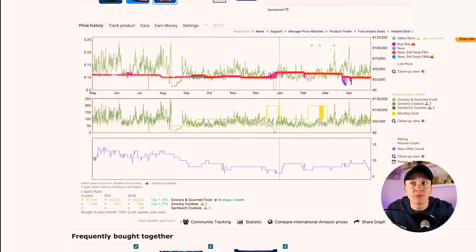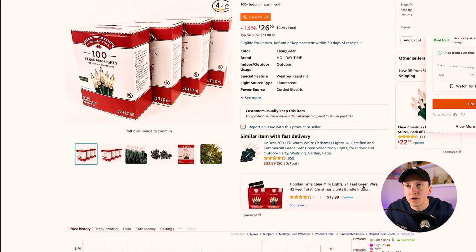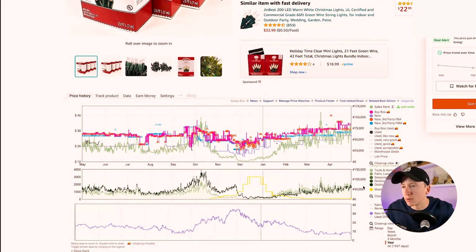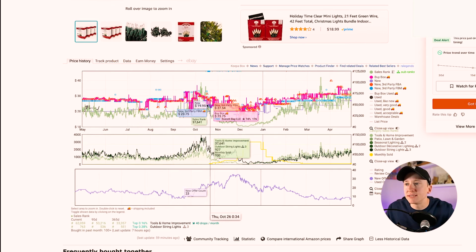And then the last example is actually a seasonal product. This is holiday time. These are lights from Walmart. Actually, this is their private label brand. And we can see, if we look at this, the sales rank is going up and down consistently.